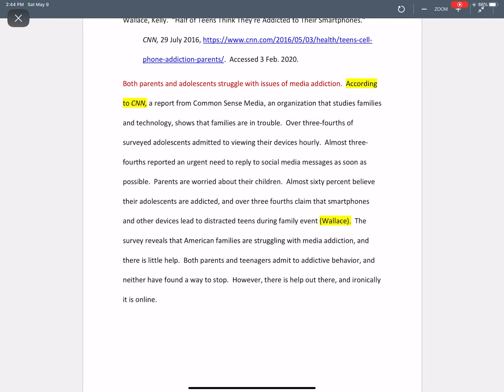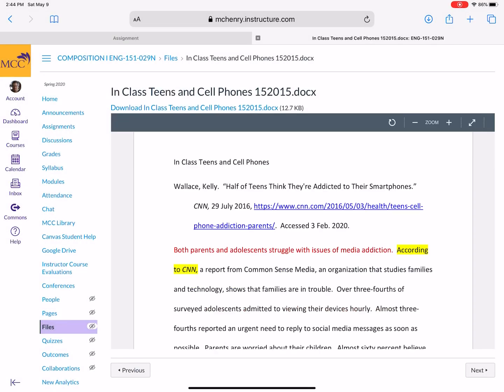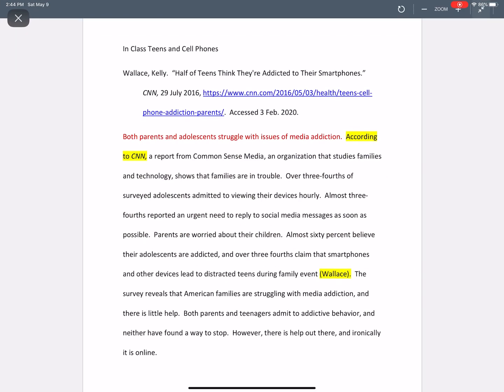Okay, now, I said that. How do I know it's true? I have a signal phrase. Look at the highlighted part there, according to CNN. And that signals to the reader the name of the source. And you notice that it's mentioning the name of the source in italics here, CNN. It's not the title of the article. It's not the author's name. We want whatever's in italics here, which is, in this case, CNN.